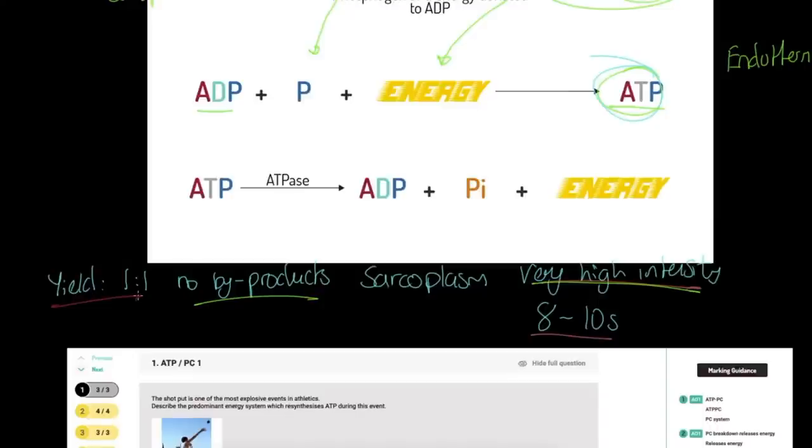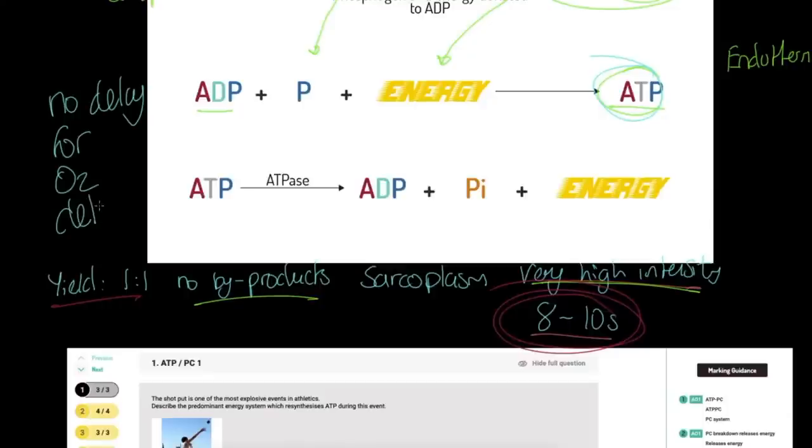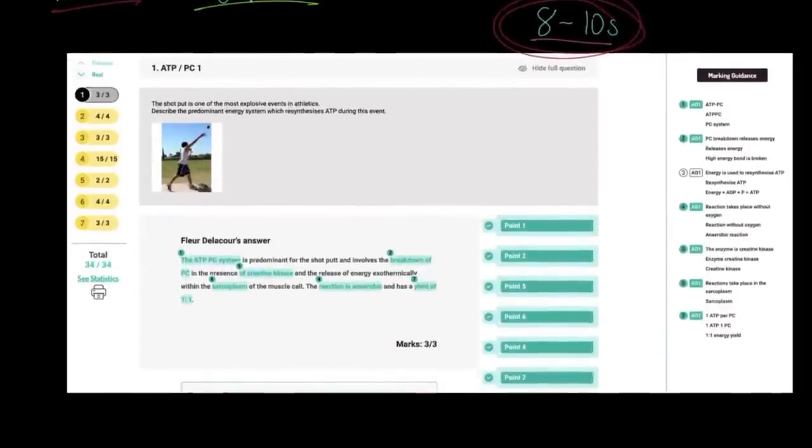So we've got this capacity to resynthesize ATP through that system, but it will only last for 8 to 10 seconds of very high intensity energy. The other thing we might want to say about this system is there's no delay for O2 delivery. What I mean by that is that all of the reactants for the reaction are in the cell already, so it can release energy immediately, or resynthesize ATP immediately.